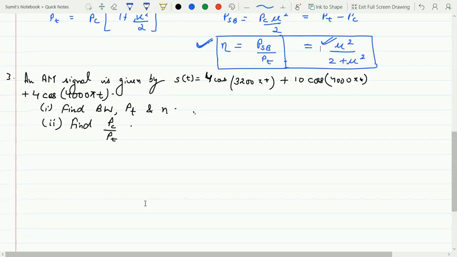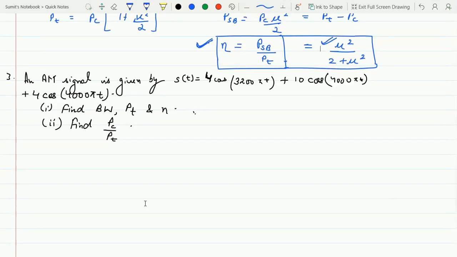Now let's look at the third one. The third one says your AM signal is given by, so it has given you the AM signal itself. The equation given, this s(t), is your AM signal, so it is s_AM(t). So the AM signal is specified. It says 4 cos 3200 pi t plus 10 cos 4000 pi t plus 4 cos 4800 pi t, and now it is asking you to find all these parameters.